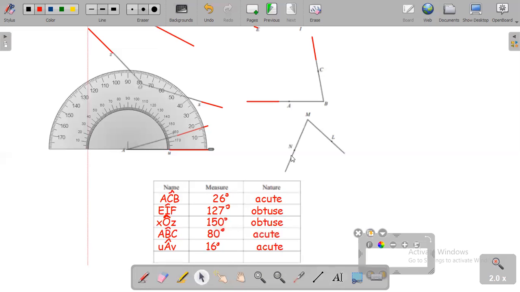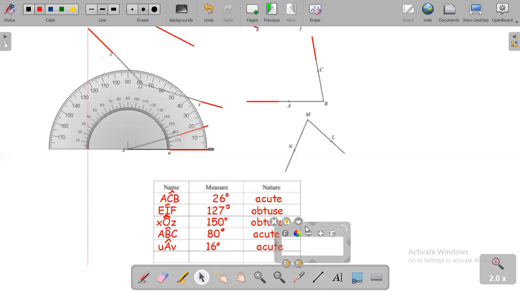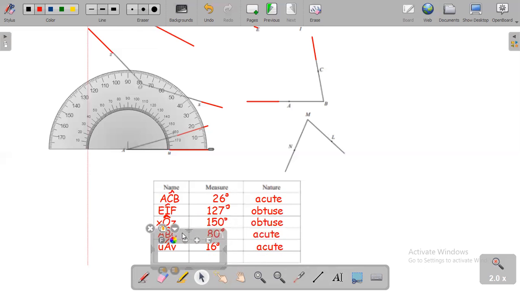Now let's write the name of this angle. The vertex is M. M should be at the middle. So we can name it NML or LMN. Let's name it N, capital N because we have points. M and capital L because we have a point. NML, and we put hat.